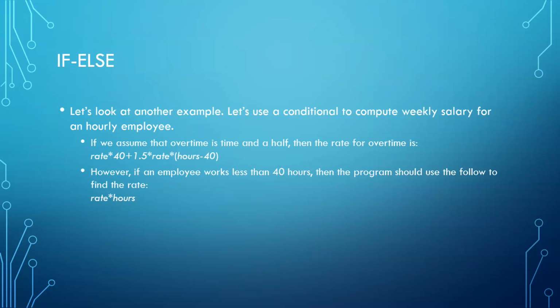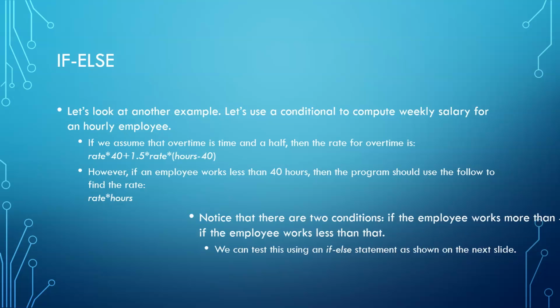So let's look at another example. We're going to use a conditional to compute weekly salary for an hourly employee. If we assume that overtime is time and a half, then the pay for overtime is rate times 40 plus 1.5 times rate times (hours minus 40). However, if an employee works less than 40 hours, then the program should use the following: rate times hours. Because when you work overtime, it's typically time and a half, that's why we want to calculate that differently.